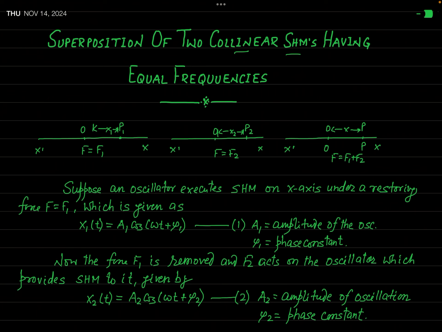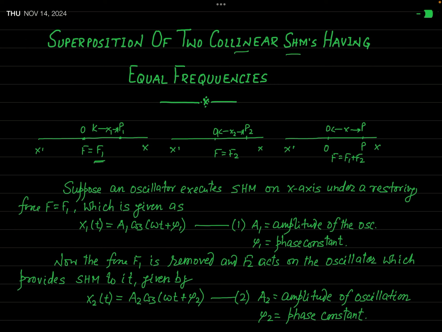I have shown in this first figure a particle, or an oscillator, you can say, which is acted upon by a restoring force F1. F1 is the restoring force acting on our particle or the oscillator. And you know, whenever a restoring force acts on a particle, the particle executes linear simple harmonic motion. So we consider that under this restoring force F1, our particle or oscillator is executing SHM on this straight line, which is, let us say, the x-axis.